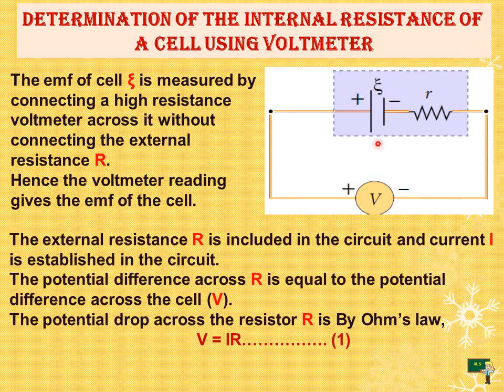Remember, we are going to see the EMF of this cell which is connected in the circuit. Now, the external resistance R is included in the circuit, and a current is established in the circuit. So, the potential difference across R is equal to the potential difference across the cell, which is V. The potential drop across the resistor R is, by Ohm's law, V equals IR. Let's take this as equation number 1.